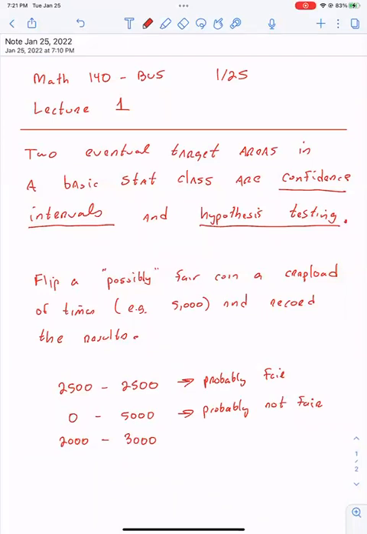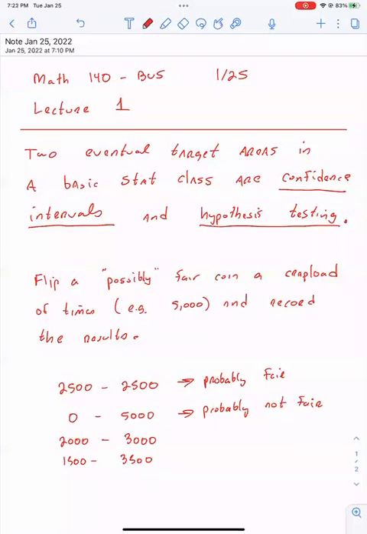Probably fair. Okay. What about 1,500, 3,500? Probably fair. Nah, not fair. I'd say probably not fair. So I think that's like too much, you know, like too big.